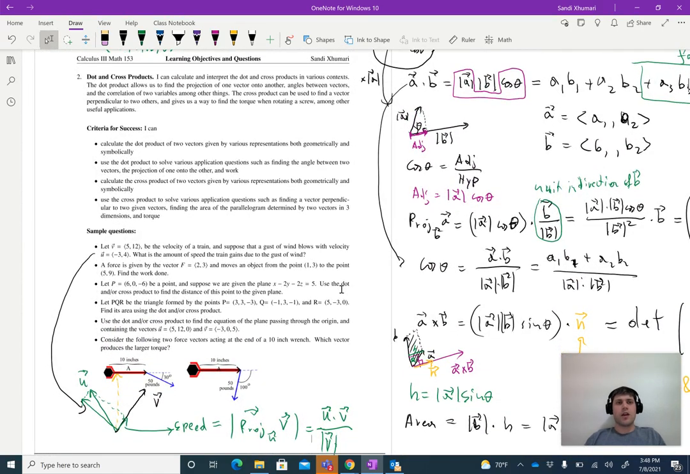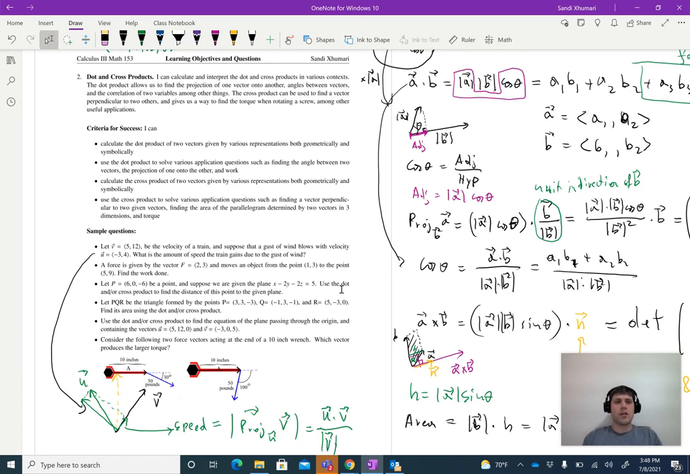Hello, welcome. Today I want to talk a little bit about the dot and cross product. They're very useful operations that we can do on vectors that will solve many practical questions. But before we get into solving one of the questions, let me go through the criteria one by one.